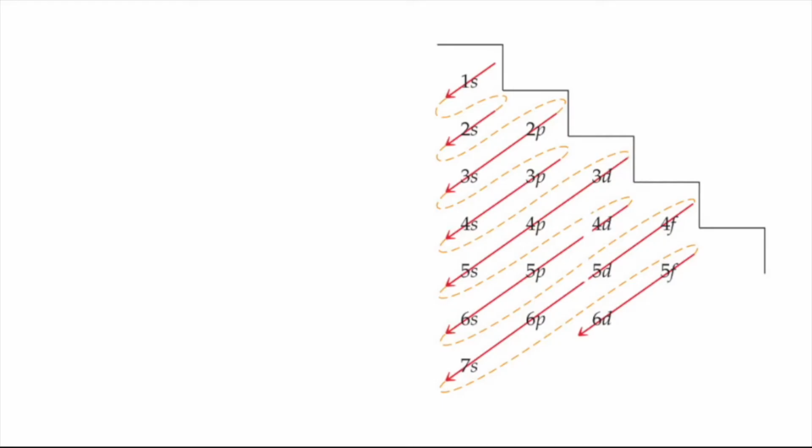Okay, so this is the order of filling. We go from 1s, and then 2s, 2p, and then after 2p, 3s, and so on. So let's do some examples.